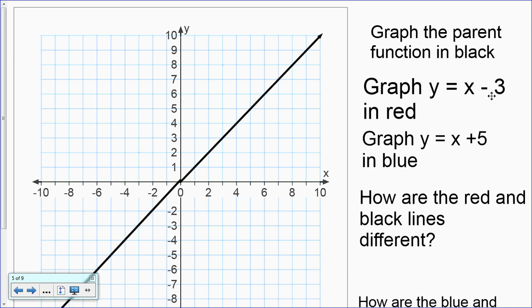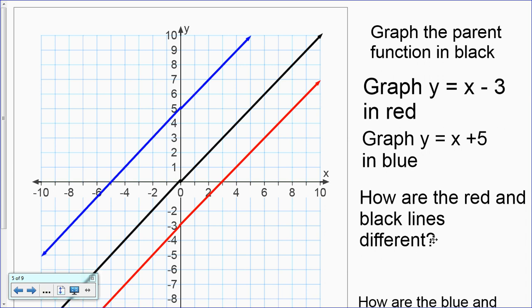Y equals x minus 3 in red. So same slope, so it's going to be parallel to this. It just has the y-intercept of -3. So I'm going to start down here. There you go. And now I'm going to graph y equals x plus 5 in blue. So again, parallel, but it's starting up here.